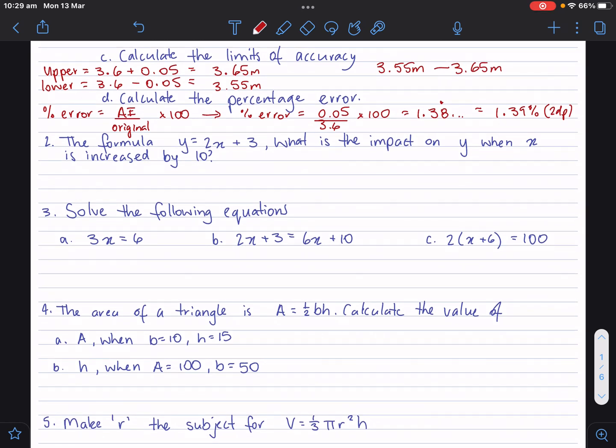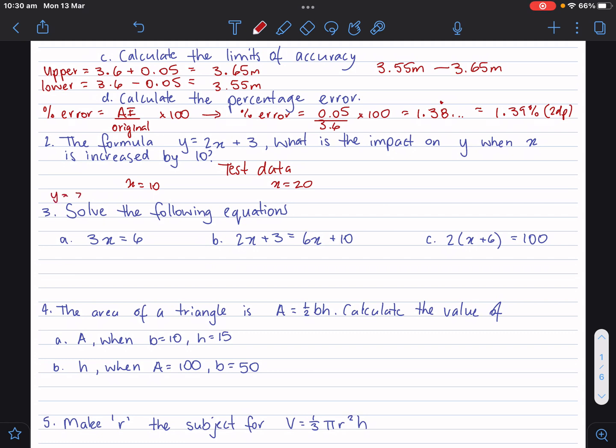Question 2. The formula y equals 2x plus 3. What is the impact on y when x is increased by 10? So for this, we're going to use something called test data. What test data is, let's say we find y when x is 10 and then we increase it by 10 and find y when x is 20. What happens to y? So that's when x is 10 and when we increase it by 10 and make it 20, what happens to y? So let's look at this.